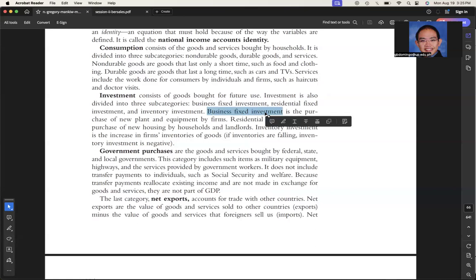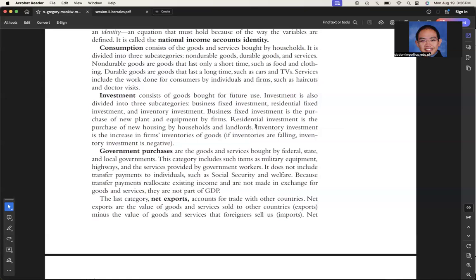So if you're running a business, you have to buy equipment. You have to buy also the factory, the office, the front office as well, and so on. So you can imagine all of these inputs, right, that you need to buy in order to produce your product. Okay. That's called business fixed investment. You're building capital for your business, right?